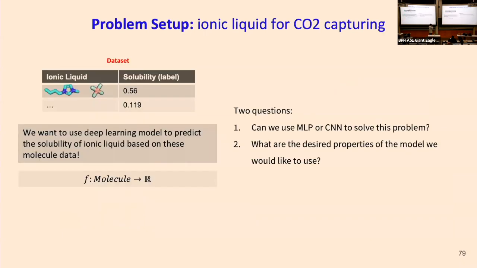Cool. So we have two questions here. Before diving into GNNs, can we use something like an MLP or a CNN to get good enough features that we can use? Right? Also, what are the kind of desired properties that we want in the model that will help us actually do this? So obviously, the short answer to the first question is not really. Right? And let's see why.